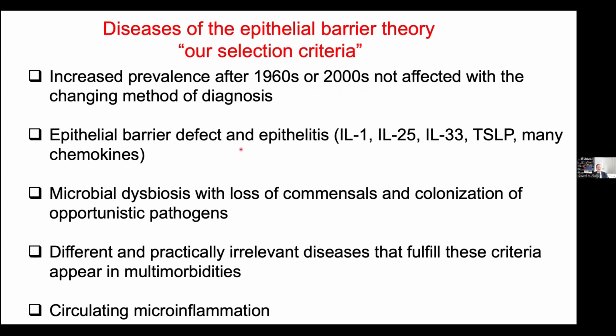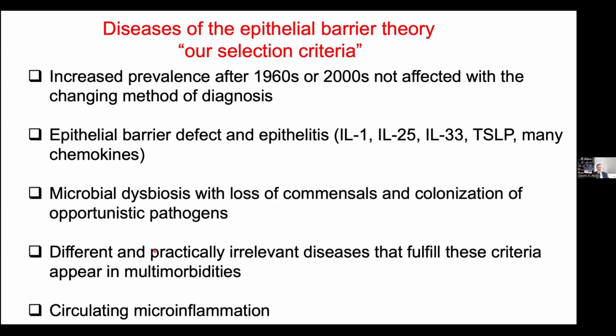The second criterion is epithelial barrier defect. That can be detected by many methods, but mainly can be seen in biopsies. And there is also alarmin release, and IL-25, IL-33, TSLP, and multiple chemokines are alarmins that are coming from the epithelium, and IL-1 with the activation of the inflammasome is also released. The third criterion is microbial dysbiosis. Microbial dysbiosis is a very major thing that's very important. It's because of loss of commensals and colonization of opportunistic pathogens.